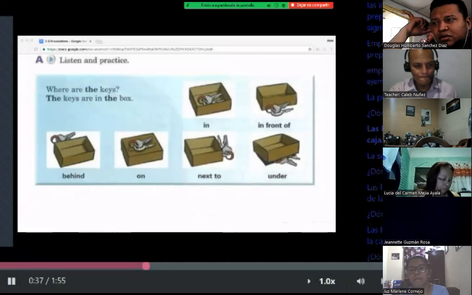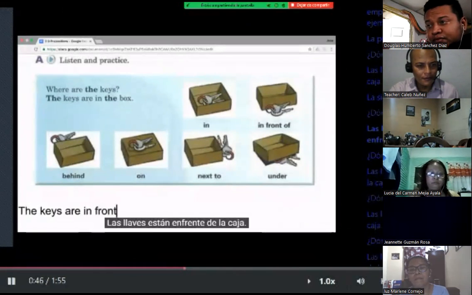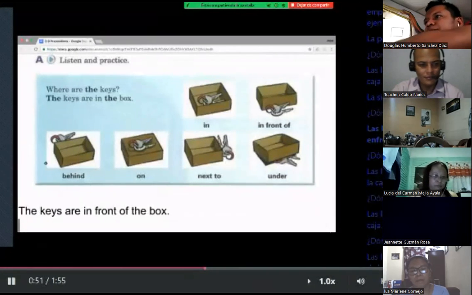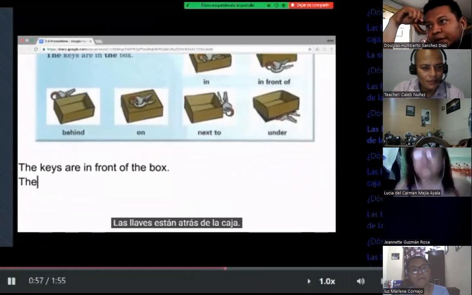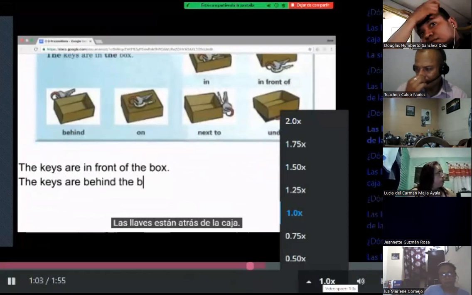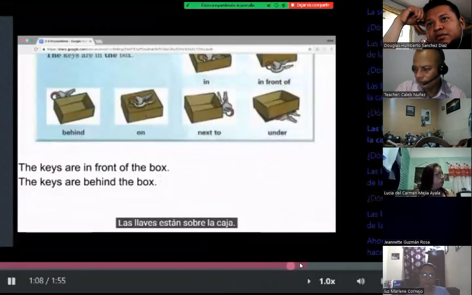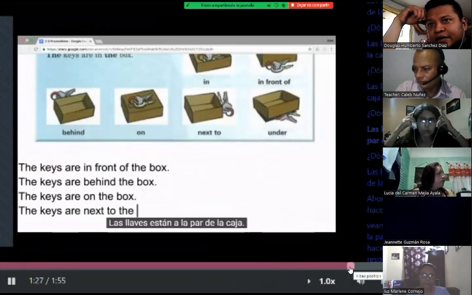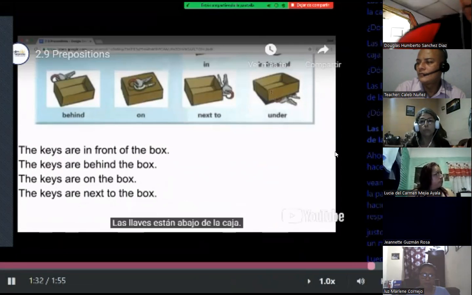Next one. Where are the keys? The keys are in front of the box. See, the keys are behind the box. Where are the keys? The keys are on the box. The keys are next to the box. Where are the keys? The keys are under the box.